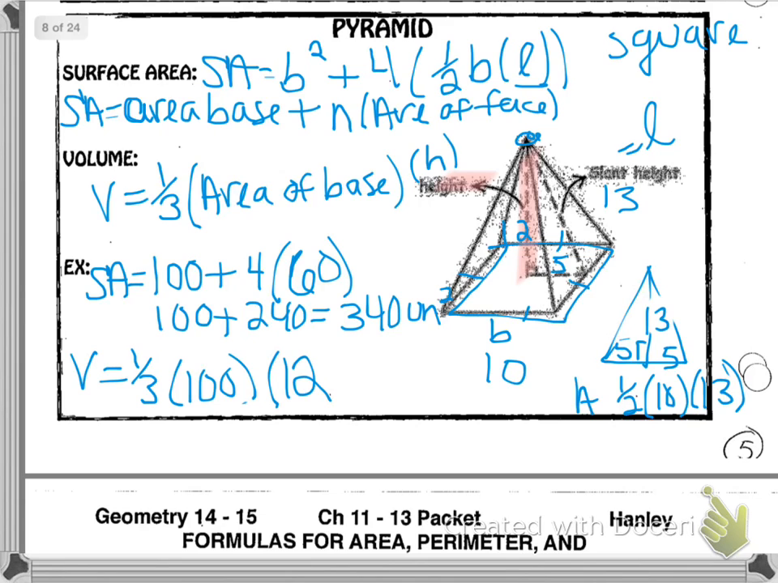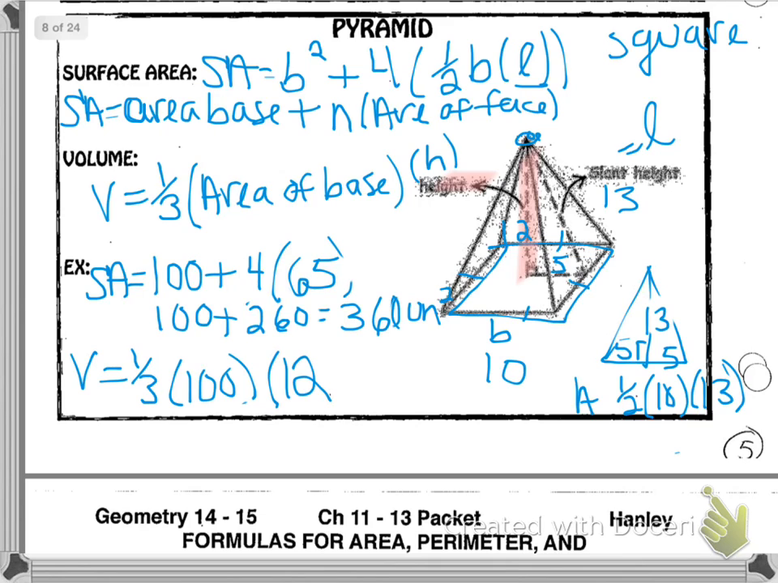The slant height is 13, which is how to find the area of your triangle. So we have 1/2 times 10 times 13, or 5 times 13, which would make, in our formula, 65 rather than 60. And that will change the 240 as well to 260, giving me 360 units squared. So now when I do the volume, it's 1/3.